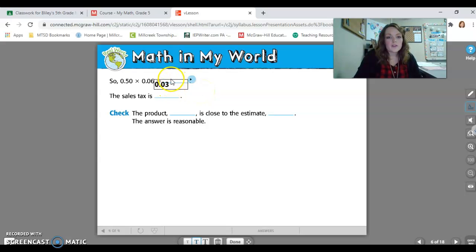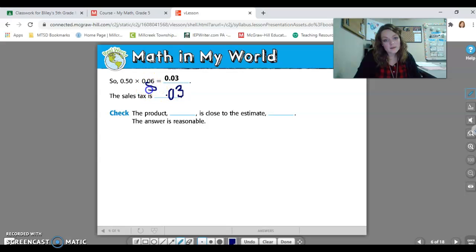Our answer, 50 cents times 6 hundredths, is 300. So the sales tax is about 3 cents on a guitar pick. The product was 300. And 300 is very similar to our estimate of $0 because 3 cents is closer to 0 than 1.